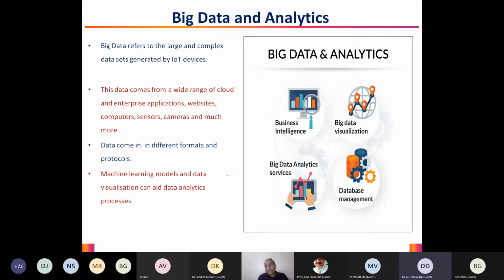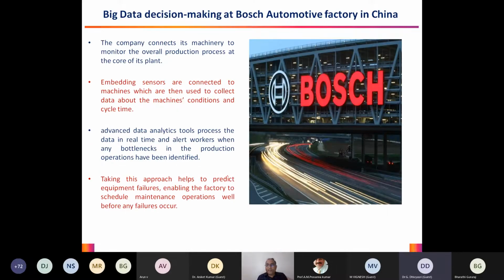That would really help us simplify the process or take a business decision that would dramatically increase the possibility of increasing the productivity cycle. There are various algorithms and big data techniques available for this. One important application where big data is being used is in an automotive factory of Bosch that is located in China.